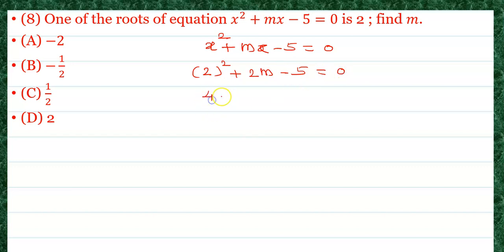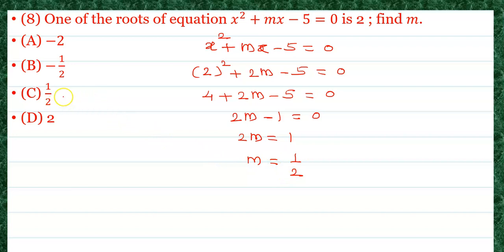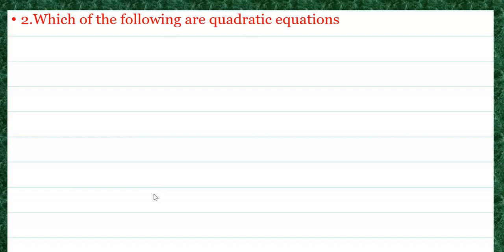2 square is 4 plus 2m minus 5 is equals to 0, and therefore here you will get 4 minus 5, you will get minus 1, and that's equals to 0. Therefore 2m is equals to 1, and m is equals to 1 upon 2, and hence the option C is a correct one. Okay, now we'll see the next question.